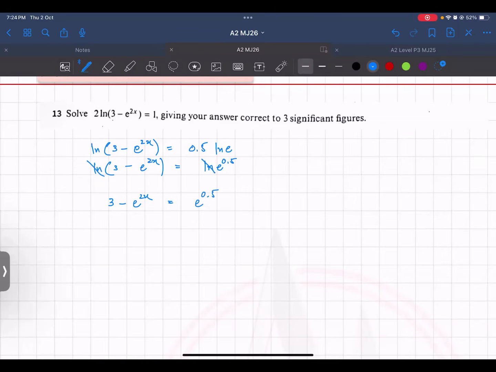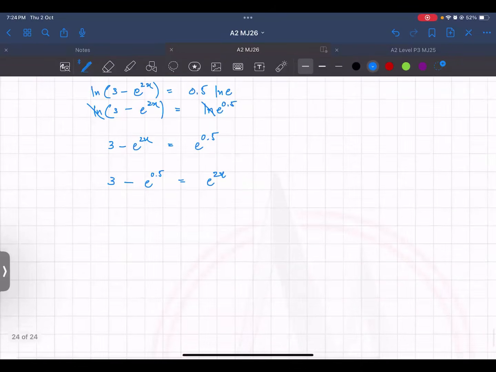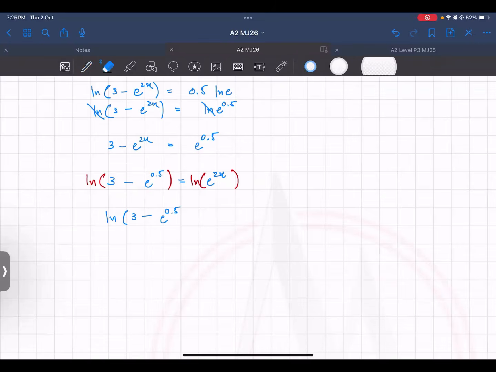And now simplify. This would become 3 minus e power 0.5 is equal to e power 2x. Now I want to get the x outside the power. So I told you, take ln on both sides. Now put in ln yourself. Now this ln of 3 minus e power 0.5 is just a constant. You will put it in the calculator and get the answer for this.